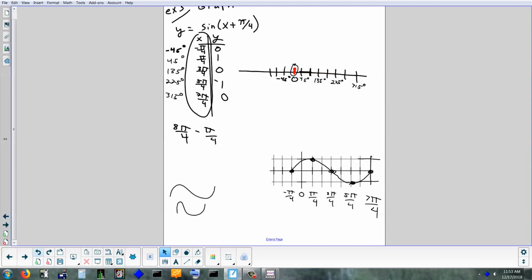That's the trickiest type of phase shift you could ever have. It never gets any trickier than that. But, any question on phase shift?